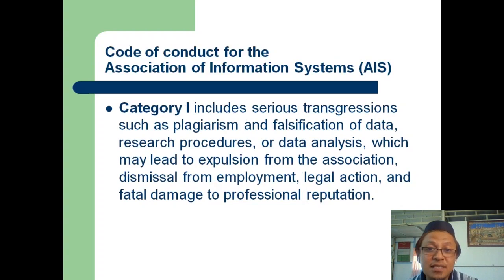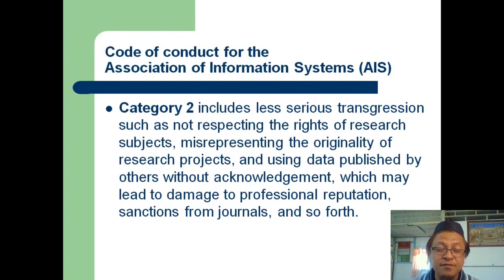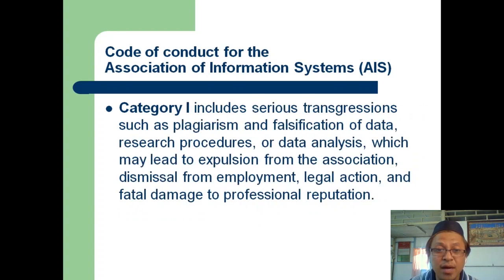Now, in information systems, this is an example. Just now when we defined ethics, we said conformance to certain standards. It can be the standards of professional bodies. I'm giving you an example from the Association of Information Systems. The AIS has developed a code of conduct for doing research, and it is divided into two categories. The first category includes transgressions such as not respecting the rights of research subjects, misrepresenting the originality of the research project, a lot of bias, and using data published by others without acknowledging them. You don't cite. These are what you call category 2, which is less serious. Category 1 is a very serious offense, which includes plagiarism and falsification of data.